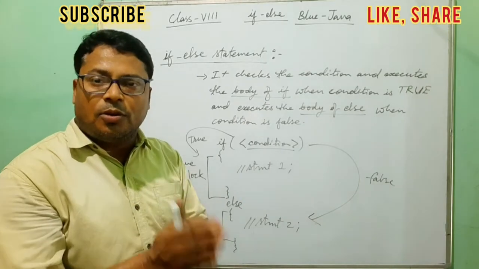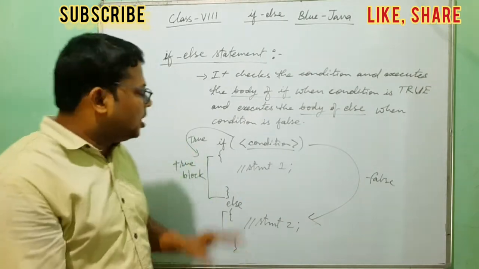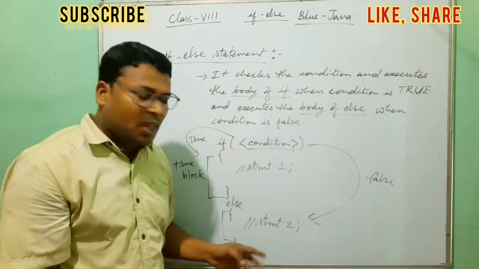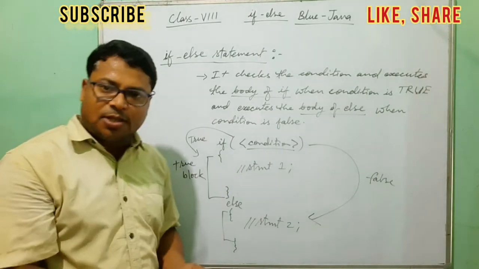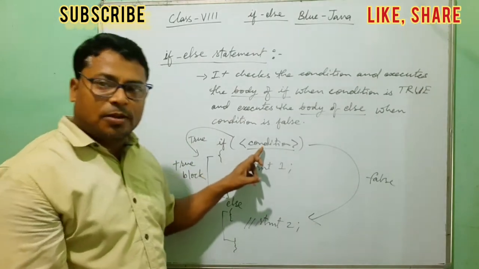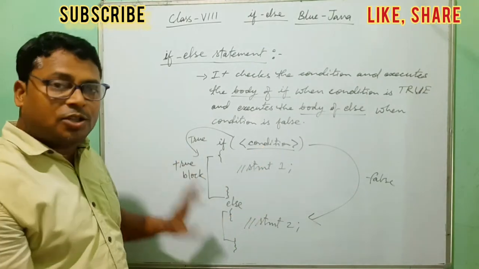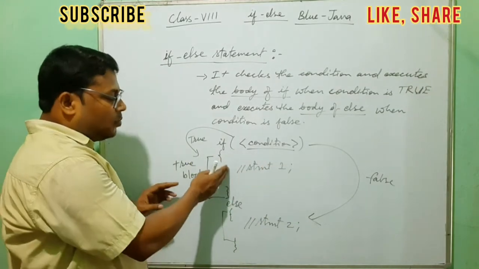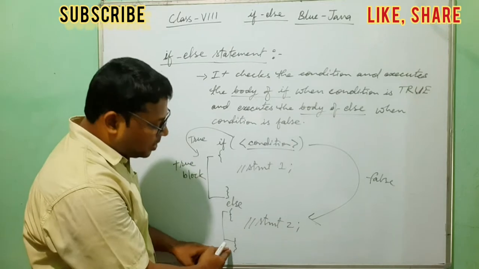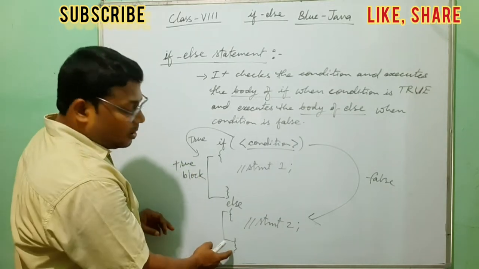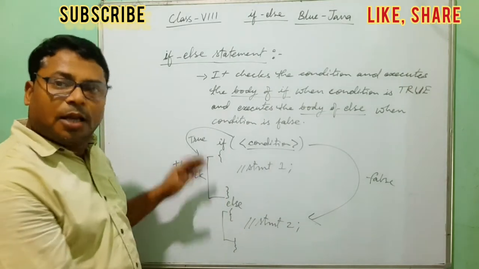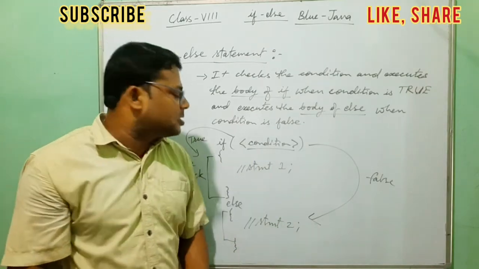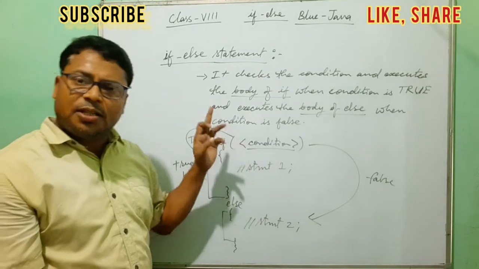In any one situation, true or false, it will execute only one part of the body. Both will not execute together. Else will execute in the situation where the condition is false. If the condition is true, it will execute only the if body, and after that control moves to the next part after the else part. It will skip the else body and execute the following statement.